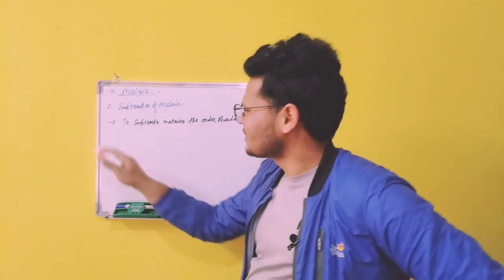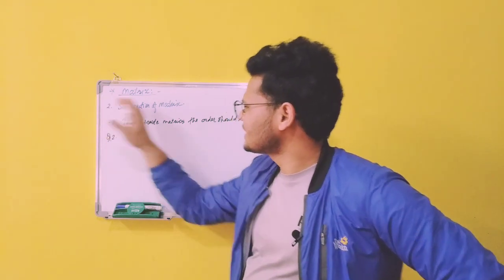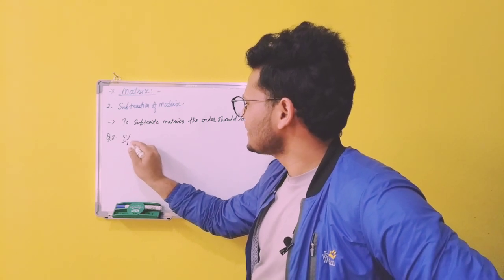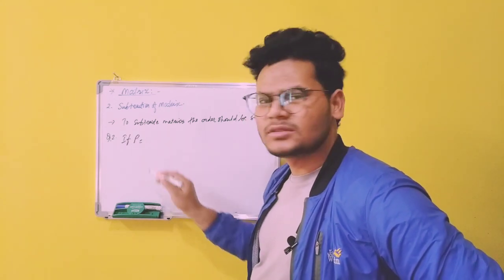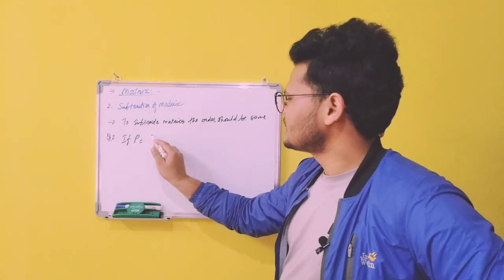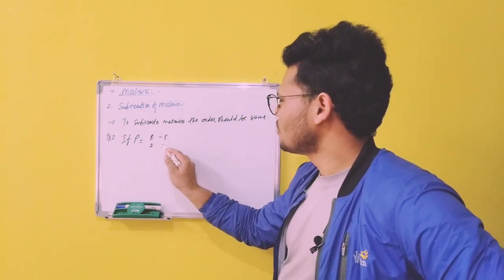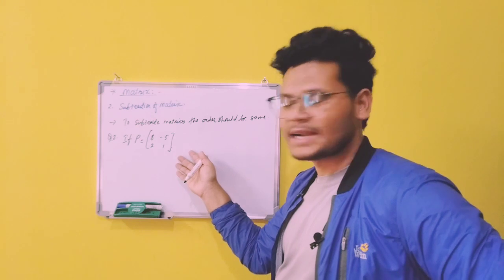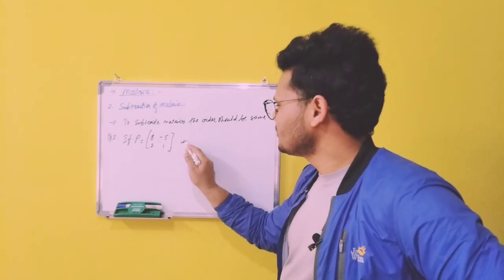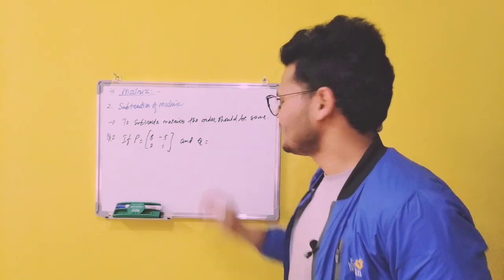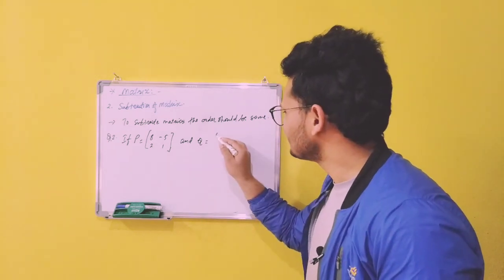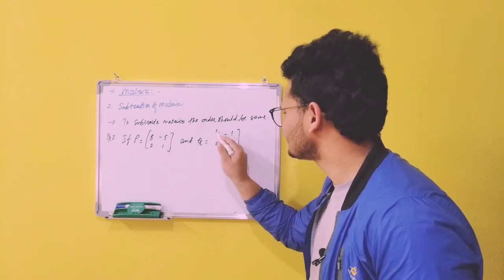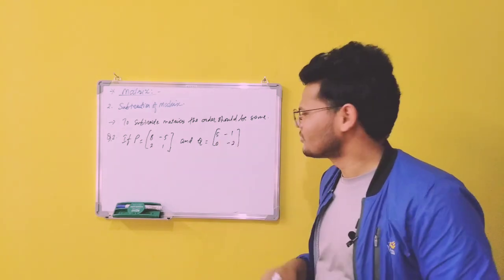Let us take an example. Question number 2, for the example of this subtraction of matrix, right? Okay. Suppose that P is equal to 8 minus 5, 2 1. I'm going to take this random matrix, right? And Q is equal to, let us take another random matrix, 5 minus 1, 0 minus 2. Suppose that this is another random matrix.